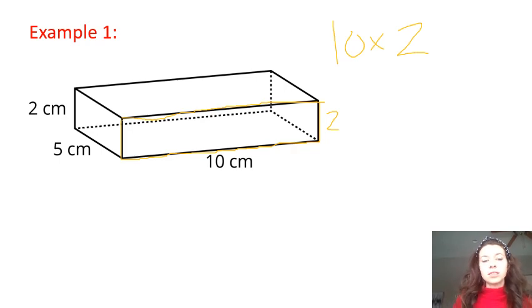Now, is there a rectangle that has the same measurements? And you should say yes, the one that is across from it, right? That base that is congruent to it. We can see this rectangle back here is congruent to that one on the front. So we can do 10 times 2 again, or we talked about in class that we could just double it, and that will give us the area of those 2 rectangles.